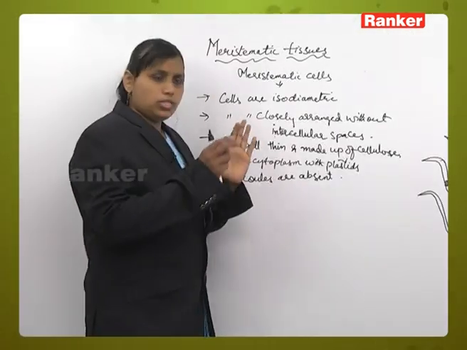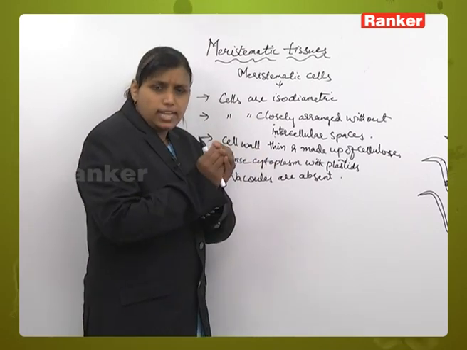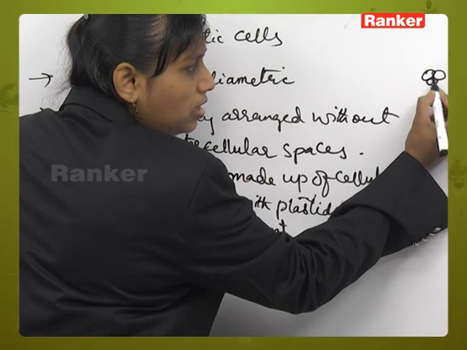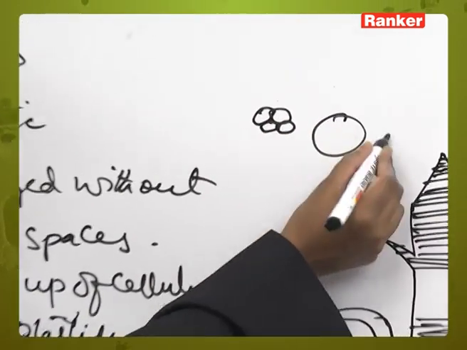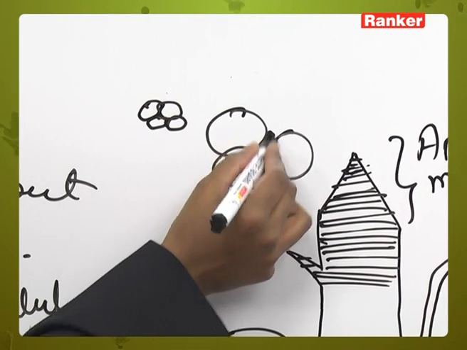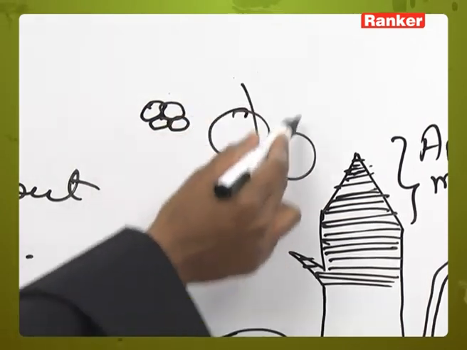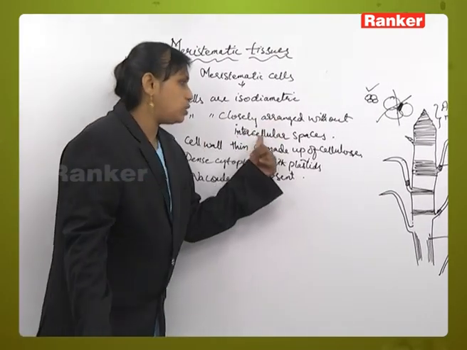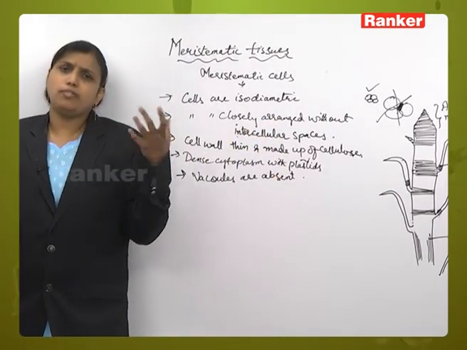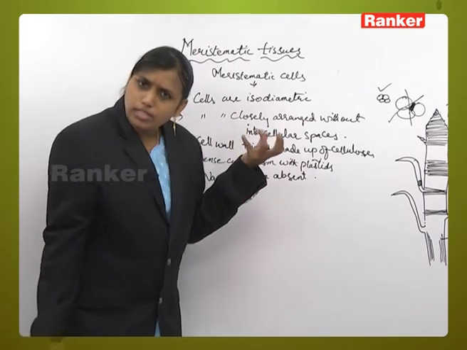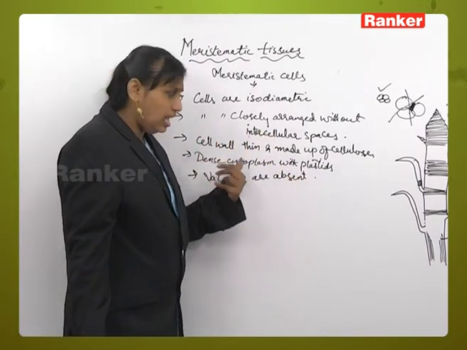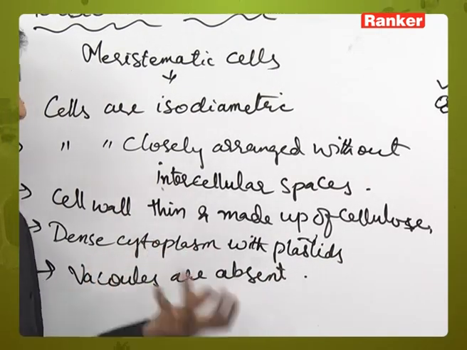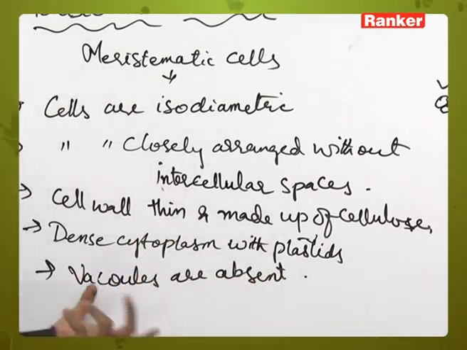What cells are mostly isodiametric? These cells are closely arranged without intercellular spaces, something like this. There is no intercellular space. The space between the cells is called the intercellular space, and we don't have it; we have closely arranged cells without any intercellular spaces. Now the cell wall composition of the meristematic cell is thin and mostly made up of cellulose, and these cells have dense cytoplasm with plastids, and we don't have vacuoles.